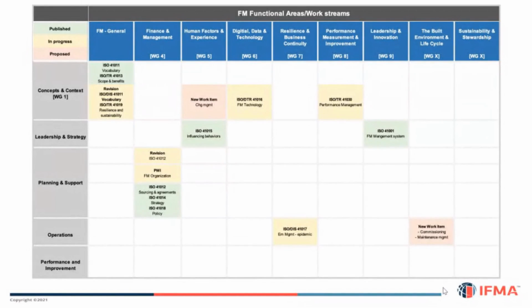Then within this matrix, you'll see standards that have been published in green, standards that are in progress in yellow, and those that may be proposed. So I'll touch on each of these functional areas. But first, I want to start with a couple of key definitions.